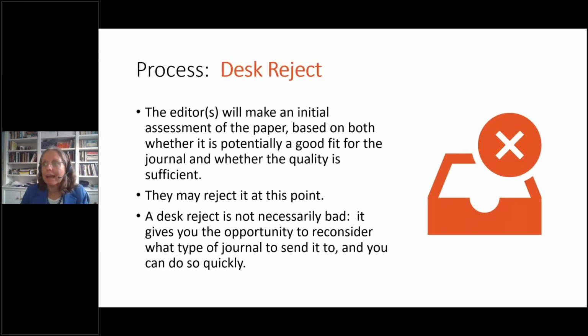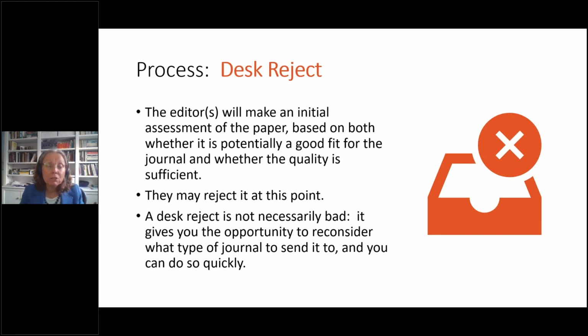The next thing that happens is that it will go to the editor. The editors will make an initial decision on the paper, and they're going to think primarily about whether it's a good fit for the journal and whether the quality is sufficient. One of the things that they may do at this stage is desk reject it. They may say, no, we're not going to take this paper forward, and send it back with a reject.